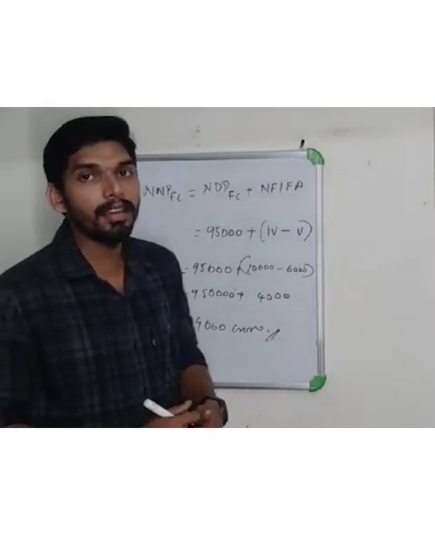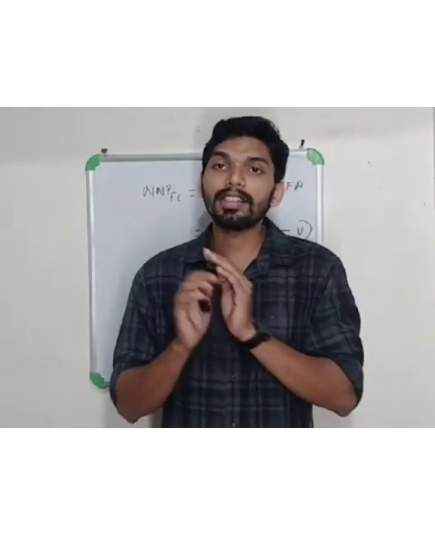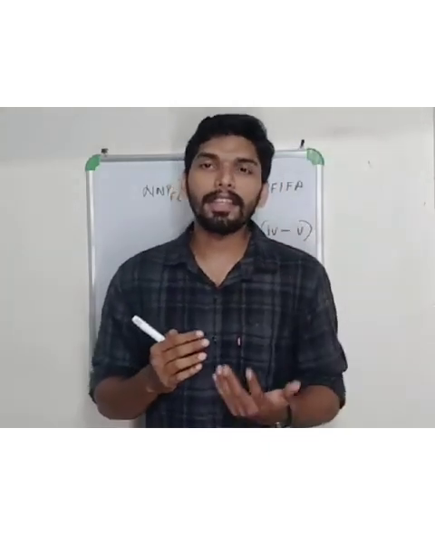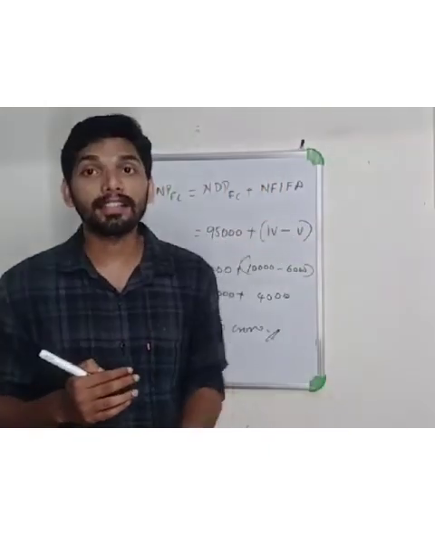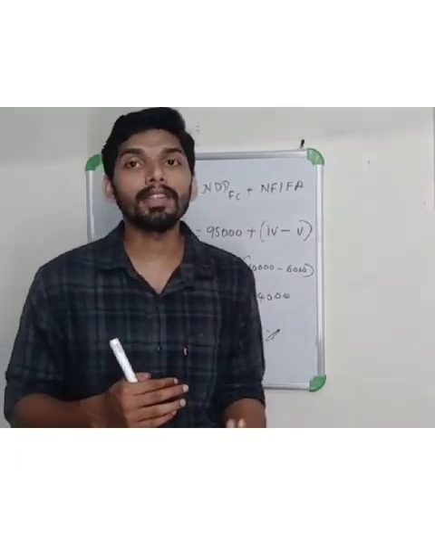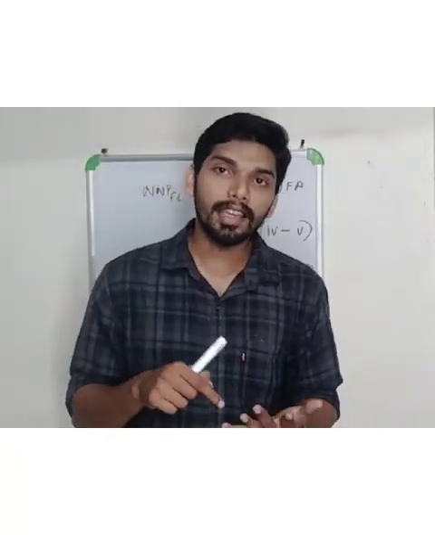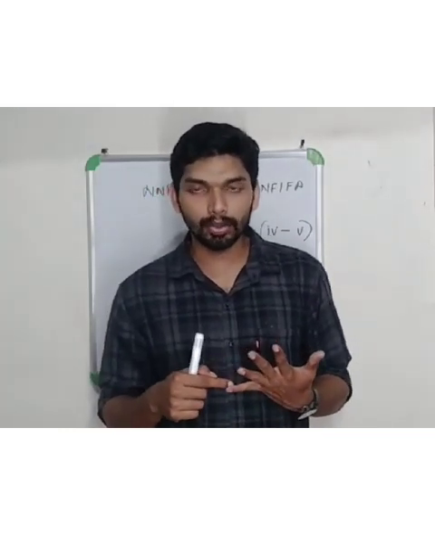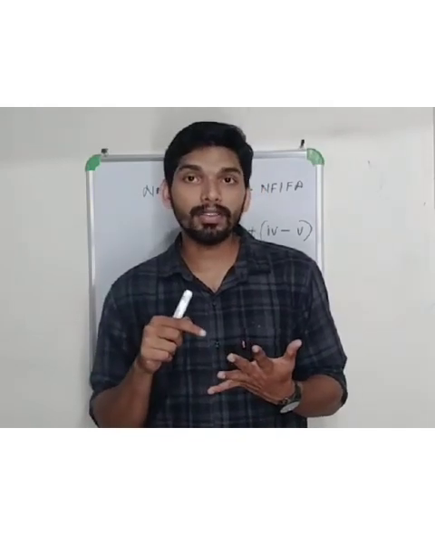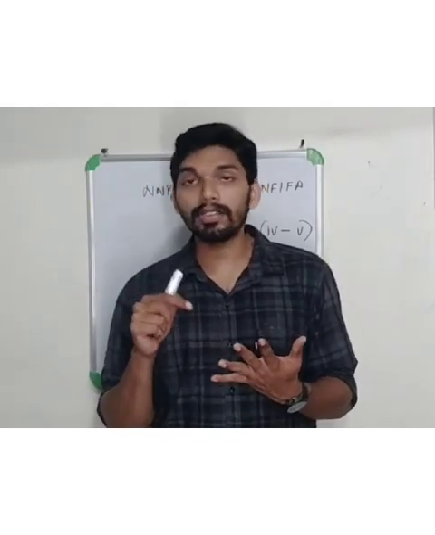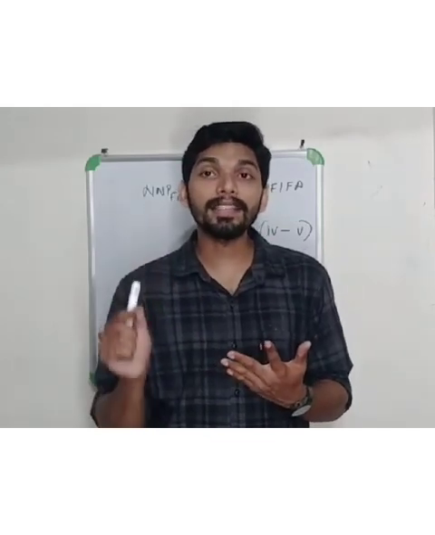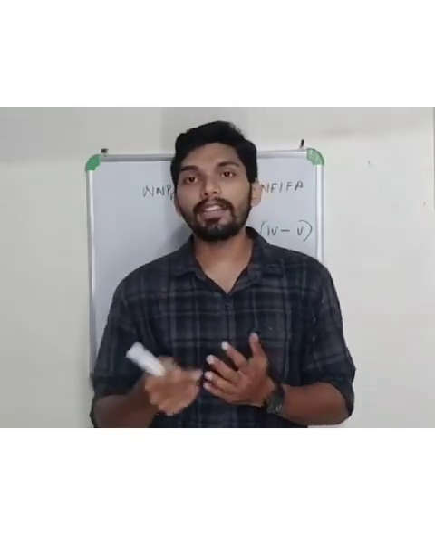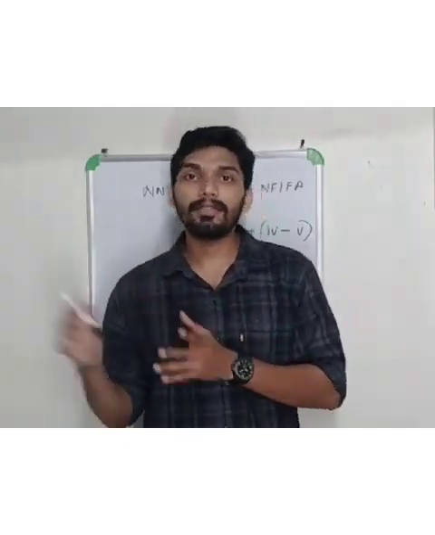This is NNP at factor cost. So this is about the income method. Under the income method, we are taking only the factor payments given to the factors of production. To find NDP at factor cost, we use compensation of employees plus operating surplus plus mixed income. And NNP at factor cost is equal to NDP at factor cost plus net factor income from abroad.